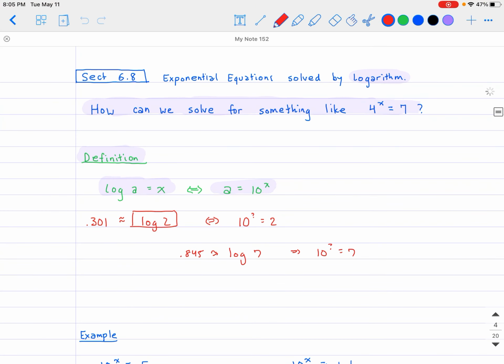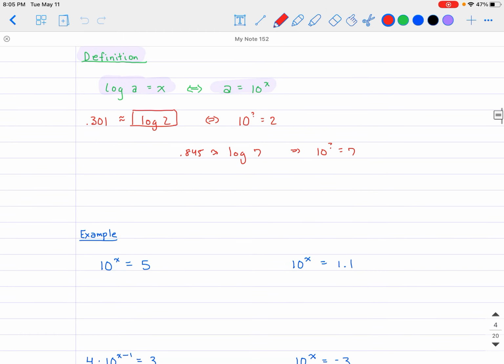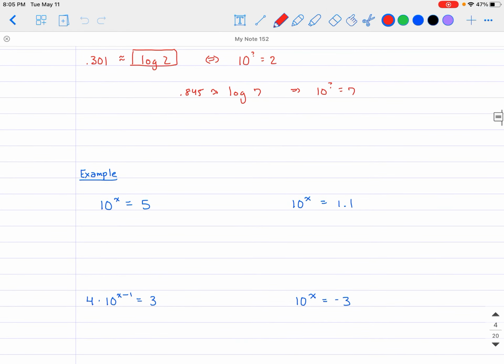Now we can use this definition of logarithm to help us solve some of these exponent problems. In the first one, let's say I want to solve 10 to the x is equal to 5. By our definition of logarithm, that means x is equal to the log of 5, and that's what we put into the calculator. If I remember correctly, that's equal to 0.477. So that's our answer.